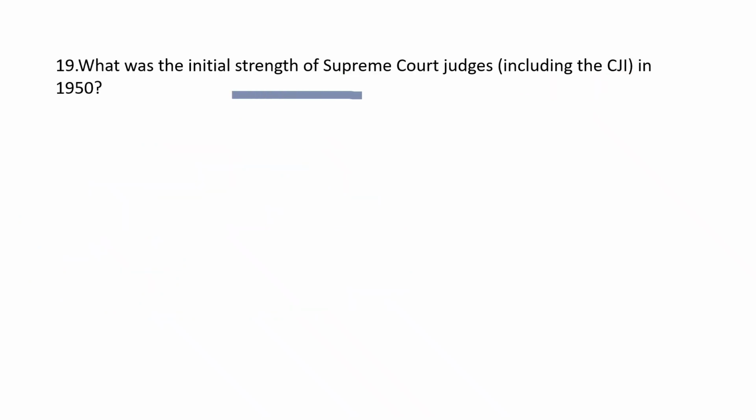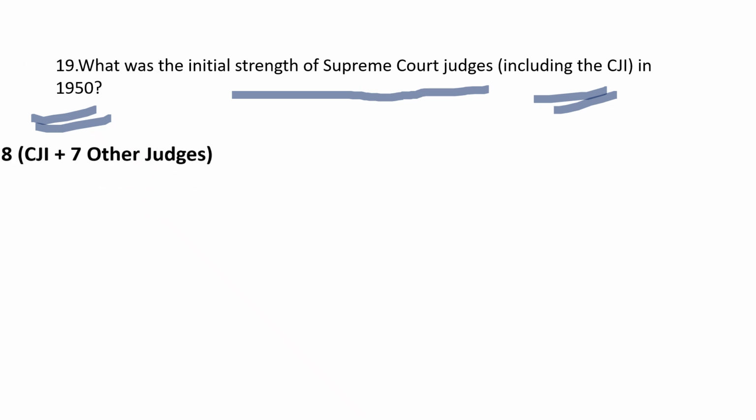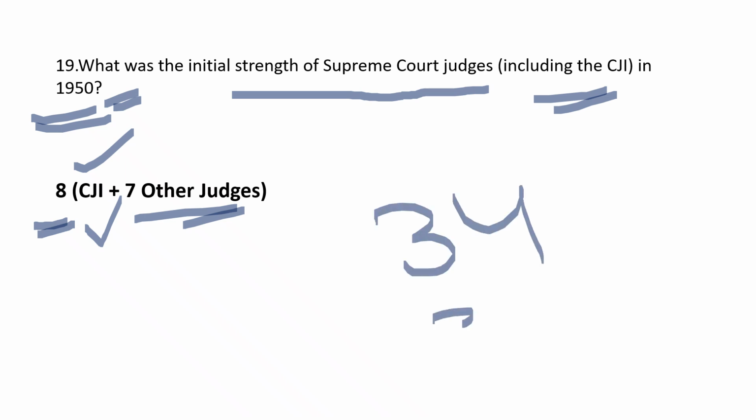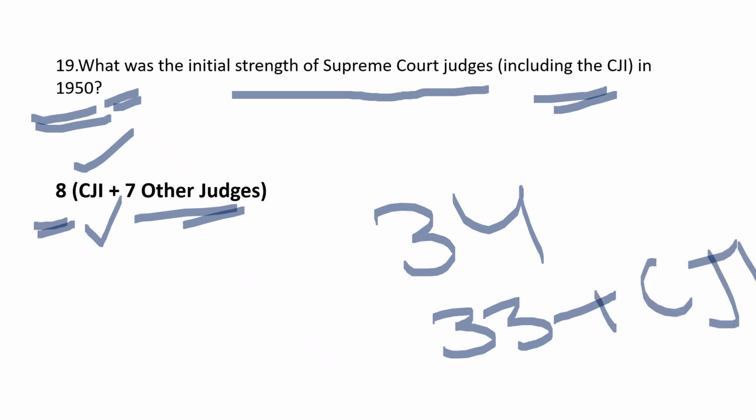What was the initial strength of the Supreme Court judges in 1950, including the Chief Justice of India? The answer is there were 8 judges including the Chief Justice of India. That means the Chief Justice of India and 7 other judges were sanctioned during the establishment of the Supreme Court in 1950. But now there are 34 judges, 33 other judges plus the Chief Justice of India. Okay. Earlier it was 8, now it is 34. Next question.